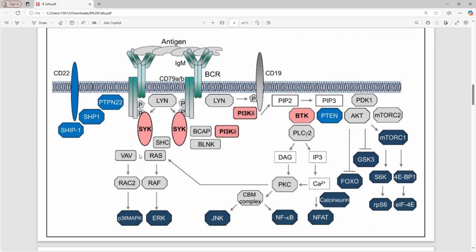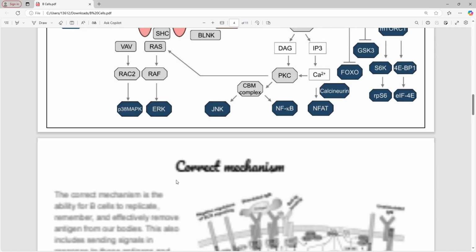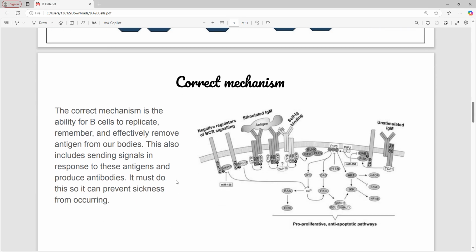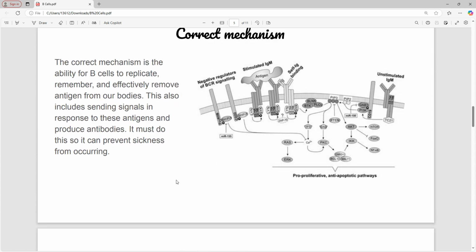This is just a picture of the process that happens. This is the antigen here. It's connected to the BCR, and then this leads to the whole process, leading to the response, and then to production of antibodies and copies. So the correct mechanism is self-explanatory. This is where B cells can replicate, remember, and remove those antigens from our bodies.